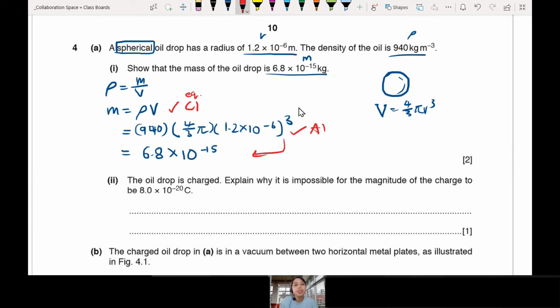So this one is a show question. You must remember to show. Let's say you did not get to figure out this one. It's okay. You take this value and you move on to the next part.